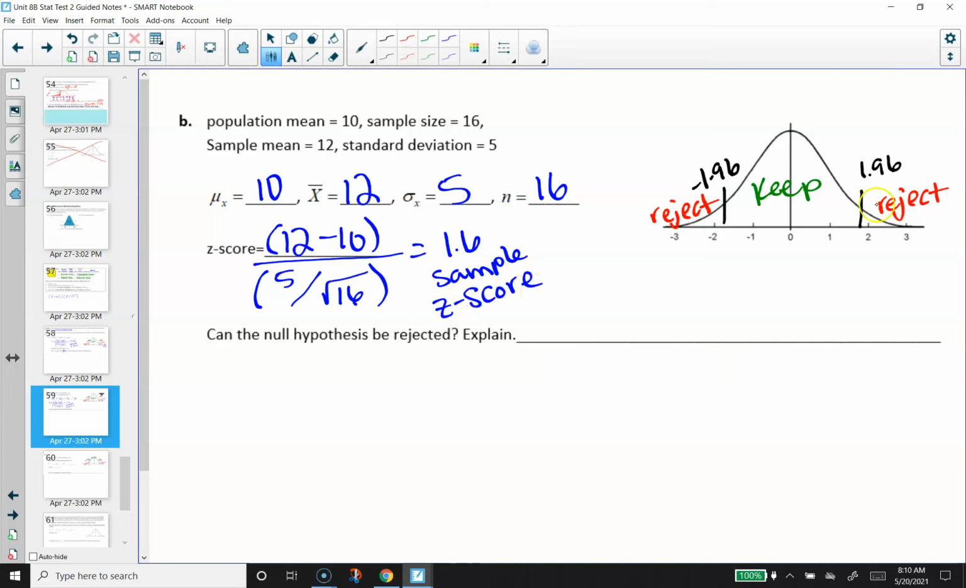All right, so 1.6 is going to fall pretty close to my boundary, but it's not going to be past it. It is still within my middle 95%. So we are not going to be able to reject the null hypothesis, okay, because we do not have enough evidence.